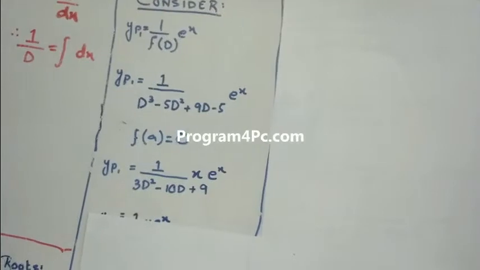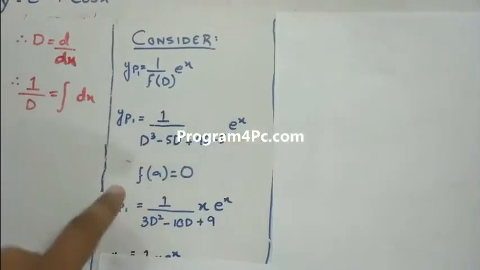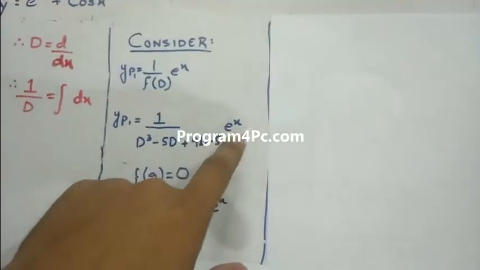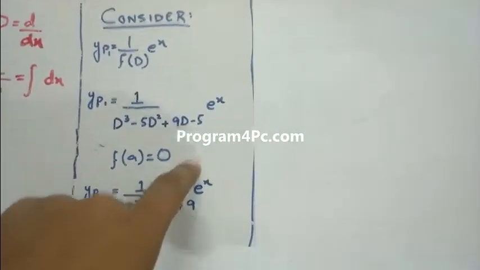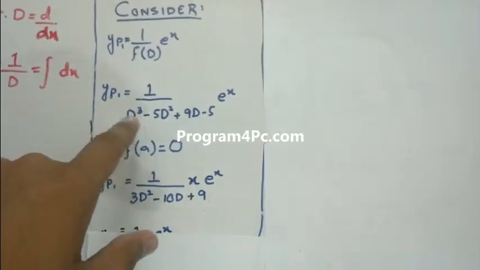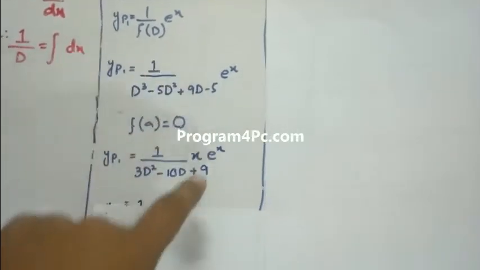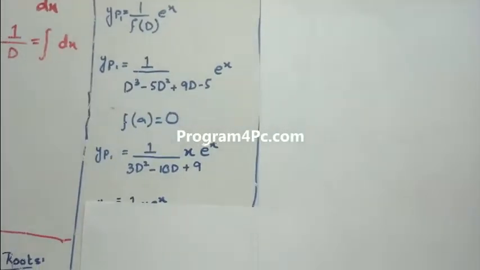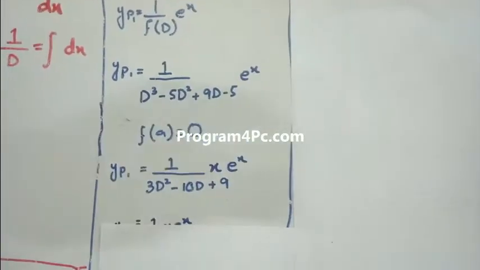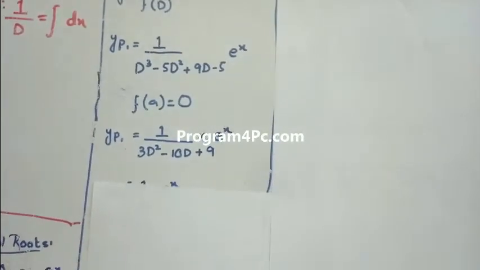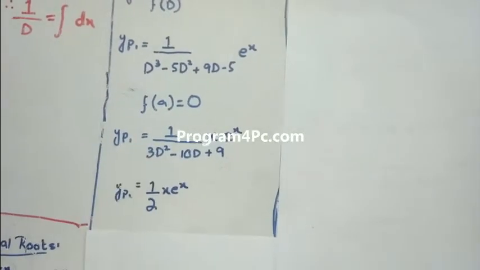Let's come again to the question, where function of D equals D cube minus 5D square plus 9D minus 5, acting on e power x, where f(a) equals 0. By replacing a equals 1, we see that f(a) equals 0. Then first we take the derivative: 3D square minus 10D plus 9, and replacing D with 1 gives 3 minus 10 plus 9 minus... which again equals 0 after the derivative step. By taking the first derivative, we put x into e power x. Then solving it, we see that y p1 equals 1 upon 2 x e power x.